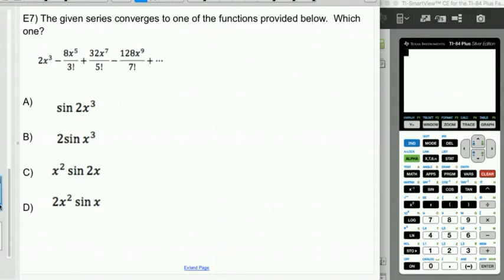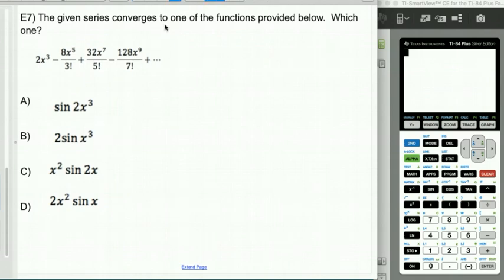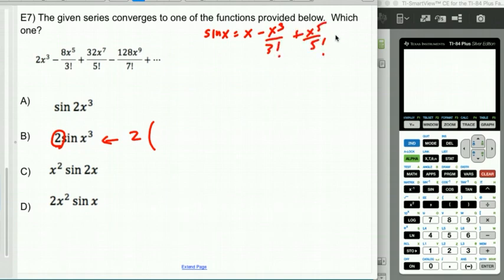All right, so the given series converges to one of the functions below. Which one? So basically, this is saying this series matches something else. Which one could it be? So you know it's a sine. So let's walk through this. Here's what I know. The first thing I notice is that it's not a 2 everywhere. So like this one would be a 2 in front of, so generic sine is x minus x cubed over 3 factorial plus x to the 5th over 5 factorial, dot dot dot.